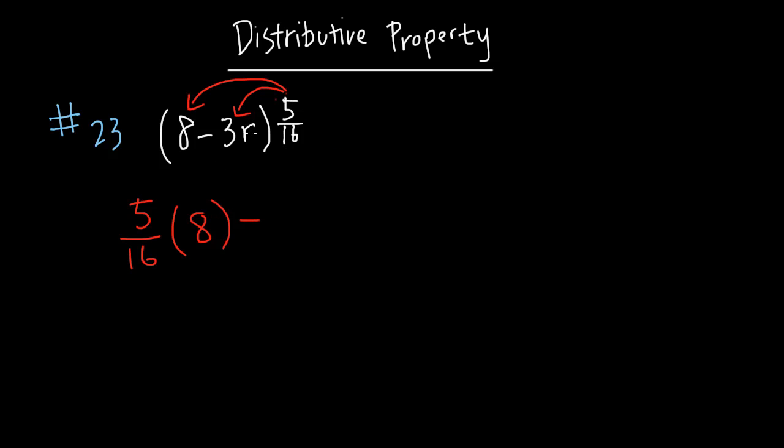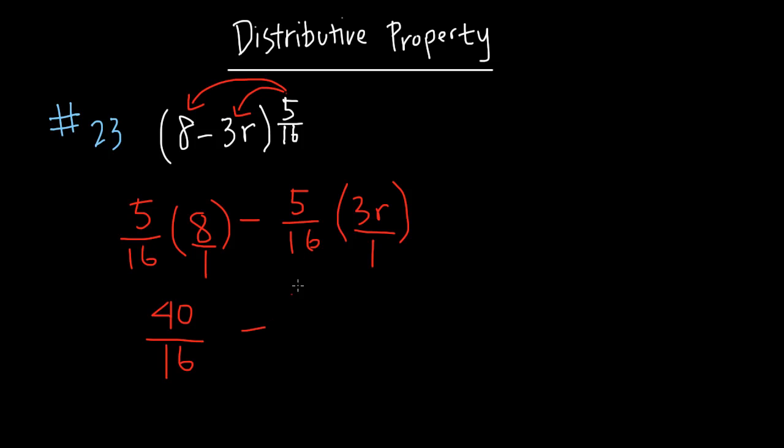And then we're going to take this 5 over 16 and multiply it by 3r. Okay? And so what we essentially are going to have is this expression here. And then we're just going to go ahead and multiply this out. 5 times 8. Again, if I think of this in terms of fractions, I could turn this into a fraction, it'd be 8 over 1. Same for 3r, it'd be 3r over 1. And we just multiply the numerators with the numerators and the denominators with the denominators. And so 5 times 8 is 40, and 16 times 1 is 16.